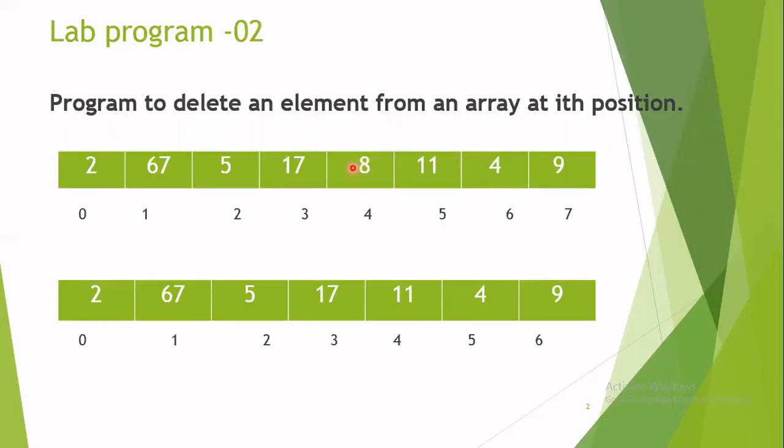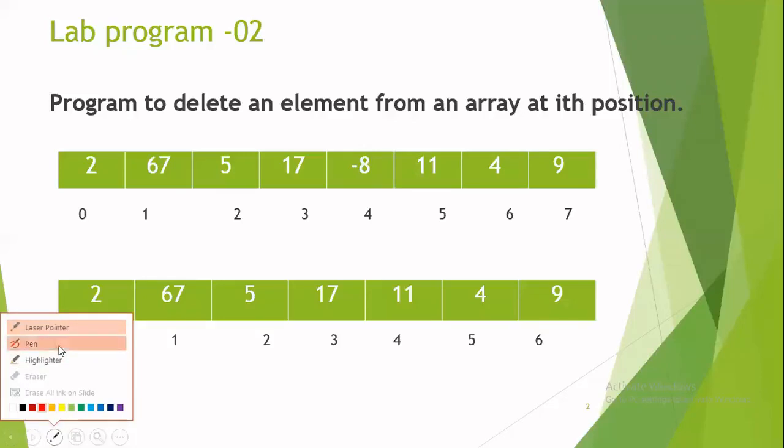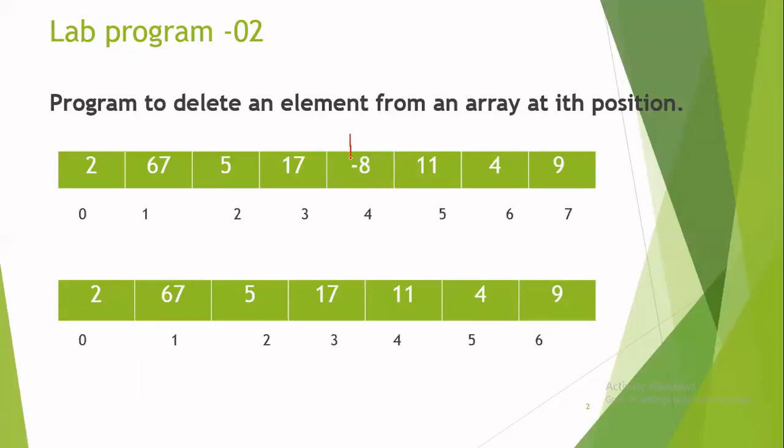That means first you are going to replace the element that is present at this specified position. That means -8. You're going to replace this -8 by the next element. The next element is 11. So in place of -8, you're going to override that -8 by 11. Okay. So you have shifted 11 to the left side. And then you are going to shift the other elements also towards left.